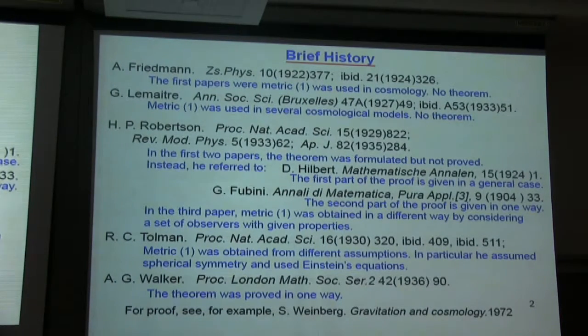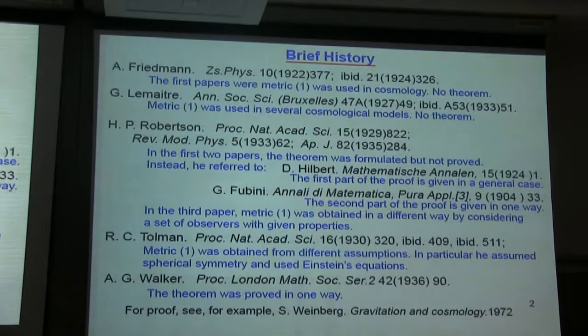Usually it is said that Friedman was the first who used this metric, but Robertson and Walker rigorously proved the theorem from a group theoretical point of view. And this is not the case. The proof is absent in their papers. Moreover, there is no definition of what a homogeneous and isotropic universe is, because intuitively the definition is very clear, but mathematically it is not clear at all.